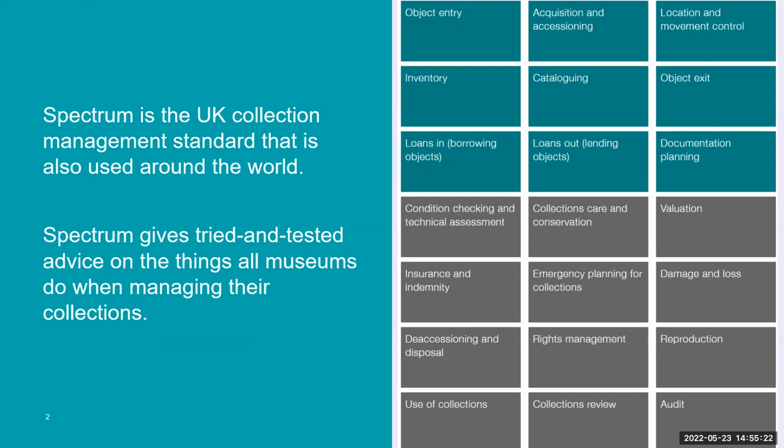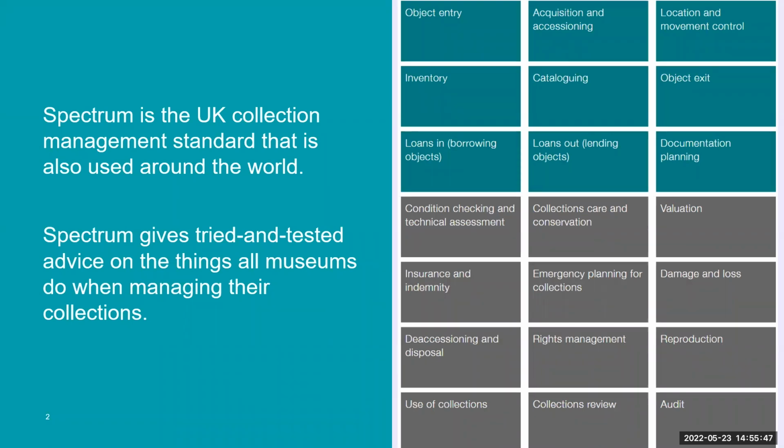Spectrum is a collections management standard. It covers all of the things that might happen to an object in the care of a museum, and it breaks all of that down into 21 different procedures. Some of these are day-to-day activities like updating locations for objects, and others are more occasional like updating valuations or insurance cover. And you can read all 21 procedures on our website.